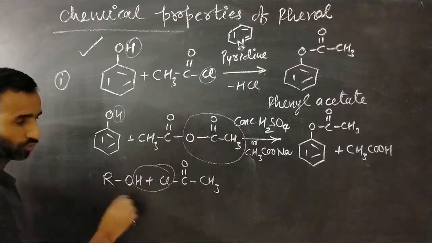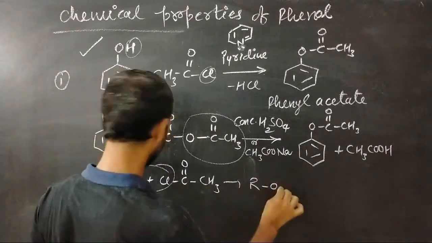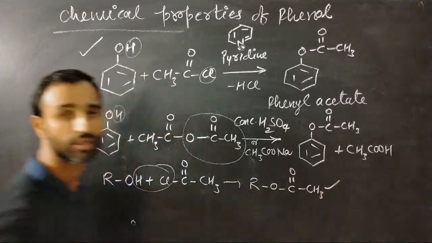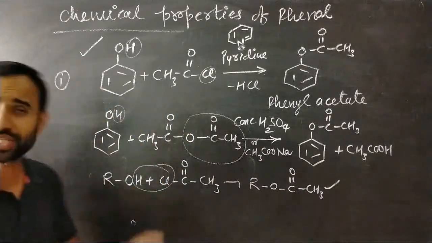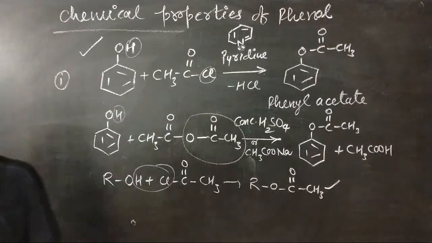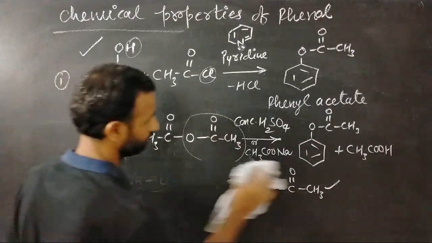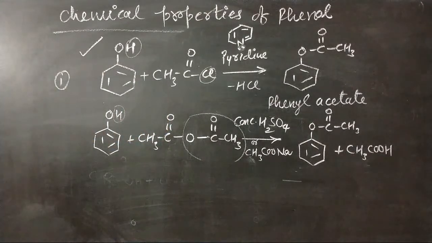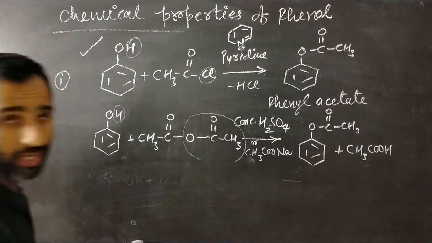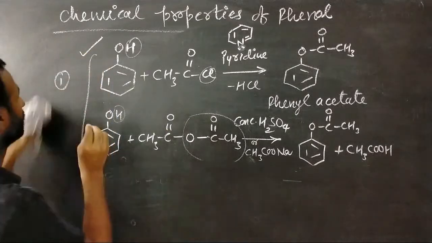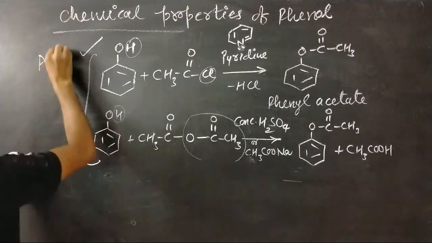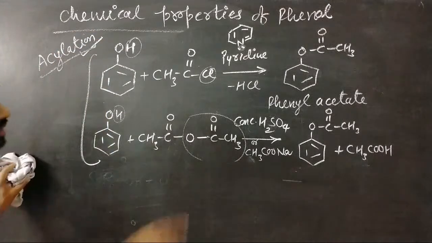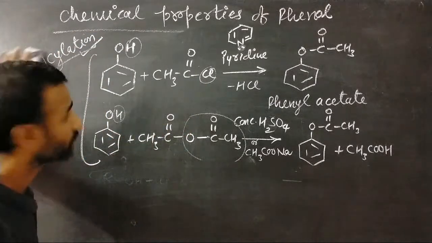This HCl is removed and we get ROCOCH3. Right? Same is the case here. Okay? Now this is called acylation. These are called products of acylation. Okay, and we get phenyl acetate.